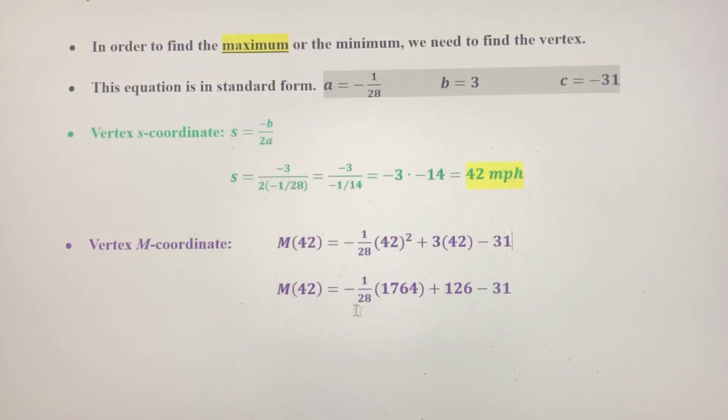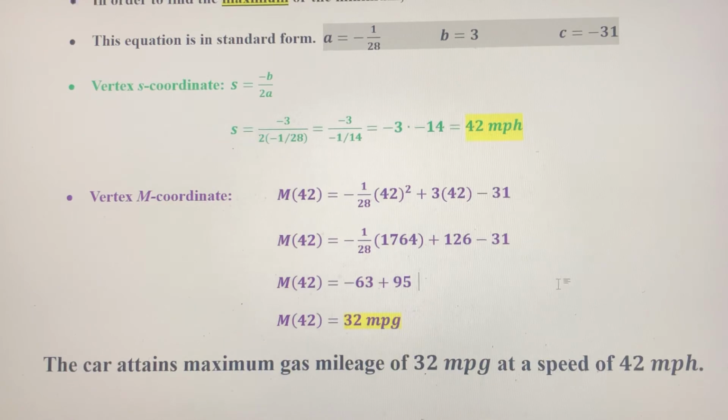Order of operations again, I'm going to multiply negative 1/28 times 1764. And that gives me negative 63. I'm going to go ahead and combine these two. That's going to give me a positive 95. So now I've got negative 63 plus 95, and that gives me 32 miles per gallon. So at 42 miles per hour, I achieve a maximum mileage of 32 miles per gallon. So that's how you determine what the maximum value is, or how you maximize a function.